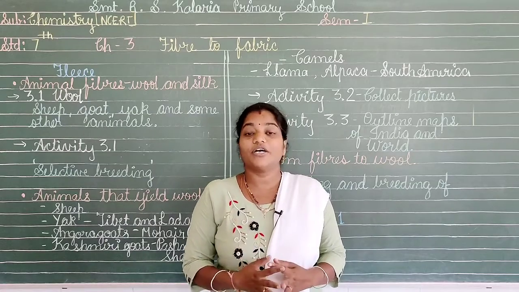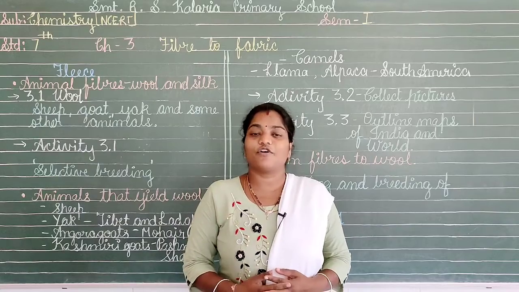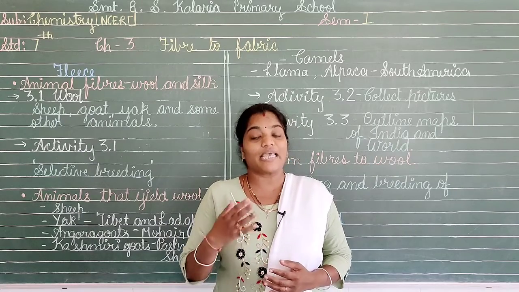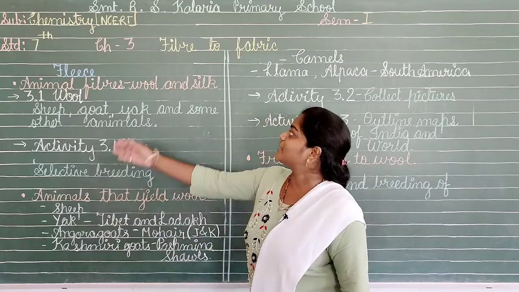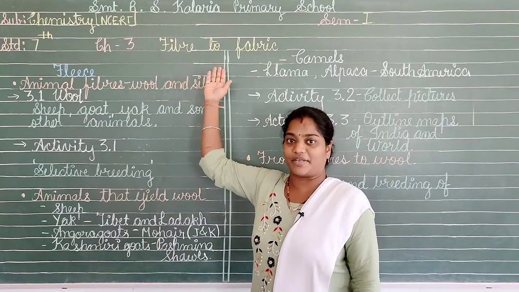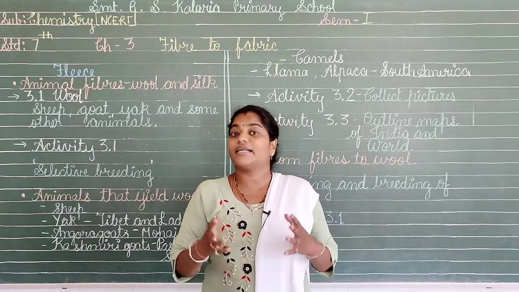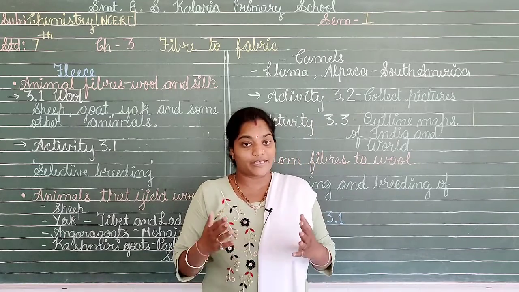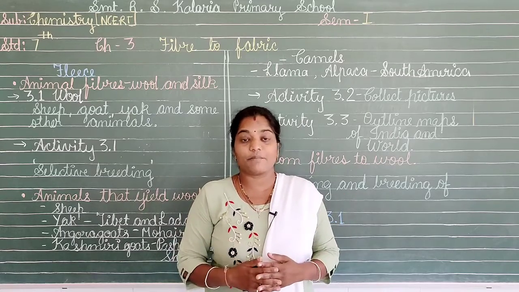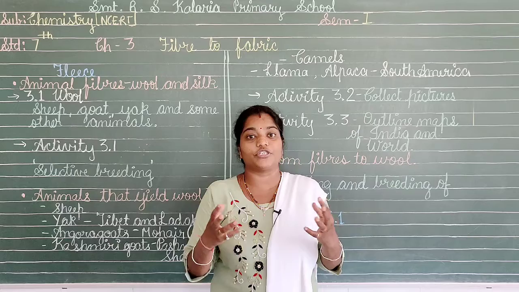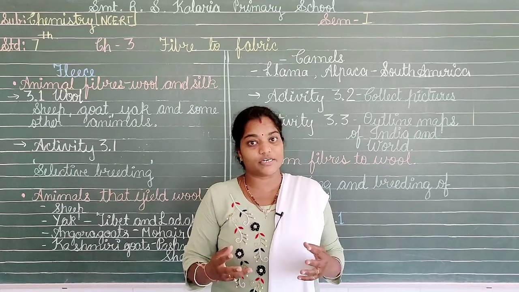Today, I, Priyanka Chudasma, will be enlightening you for the 7th standard science NCERT. We have here chapter number 3, that is Fiber to Fabric. As the name of the chapter tells us, as we have studied in standard 6 also, the fiber is the smallest unit or strand that comes out from the thread.